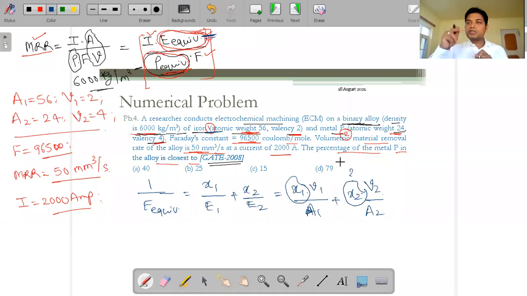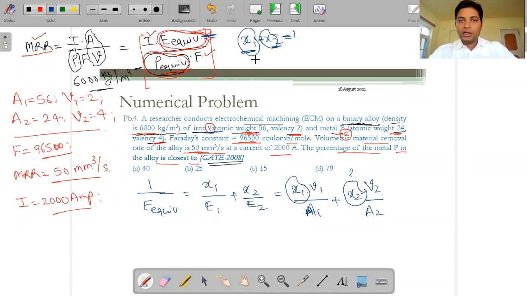If this binary alloy is a combination of two elements, can we say x1 and x2, if we are taking in points, will be equal to 1, and if we are taking in percentage, will be equal to 100, because whatever the weight of your material is, it is the combination of these two only. So if we are saying this is 50%, then what is remaining? That is 50%, so that will be equal to 100. Or if I am saying this is 0.50, then how much will this be? This will again be 0.50.